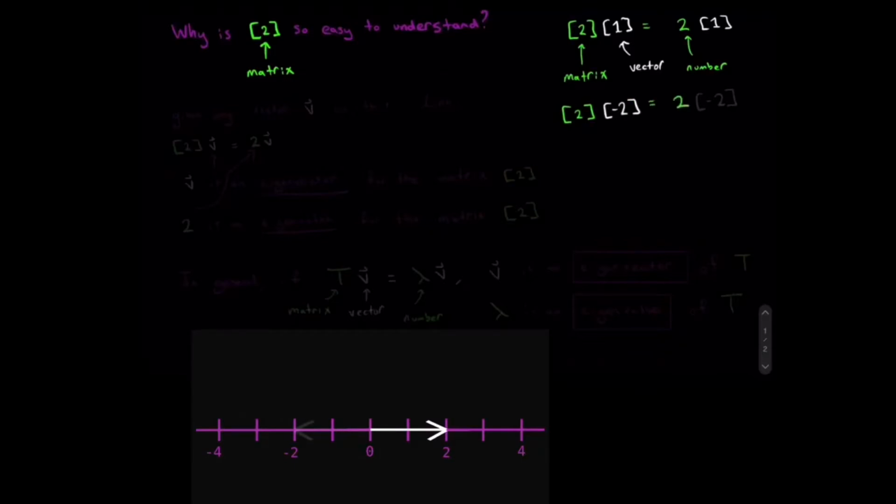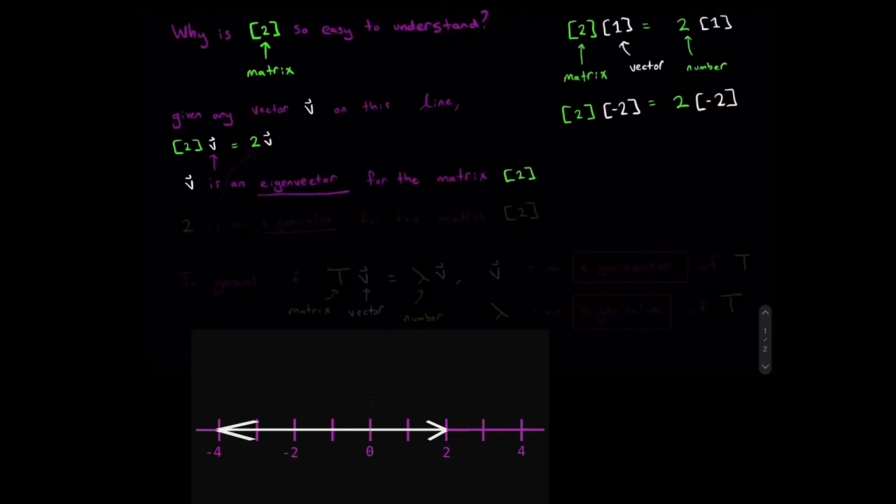We can also see how it acts on negative 2. It takes negative 2 and stretches it out to negative 4. And this is actually true for any vector on the line. If you take any vector on the real line and multiply it by the matrix 2, you get 2 times the vector. Such vectors V we call eigenvectors of this matrix 2. And this number 2, we refer to as an eigenvalue for the matrix 2.